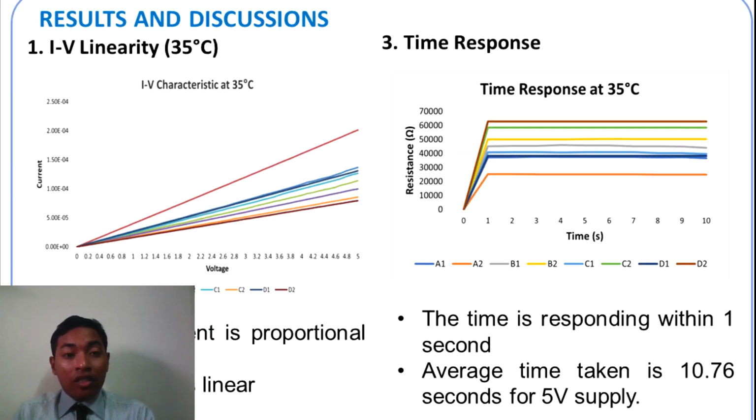Time response of the resistive sensor can be obtained by how much the time taken for the resistive value were taken. In this project, the value of resistance is taken average of 10 seconds for 5 volt of voltage supply at the temperature of 35 degrees Celsius. Then, the time response of all design is 1 second to detect the resistance change.